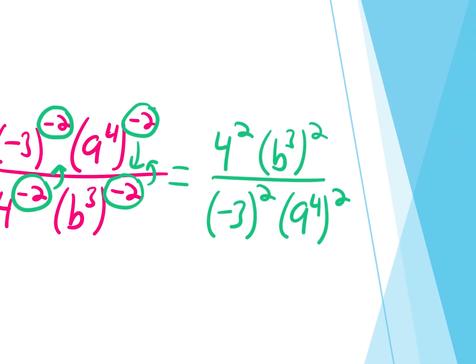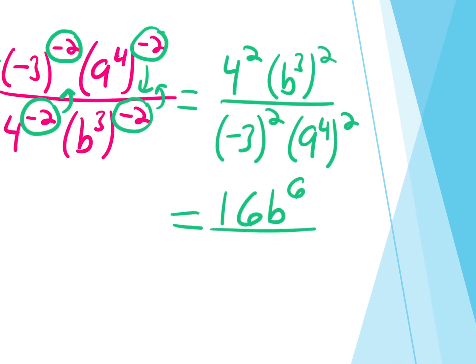And now this looks pretty easy to simplify, right? Not too bad. 4 squared is just 16. B to the 3rd to the 2nd, power to a power is b to the what? Good. Negative 3 to the 2nd is what?